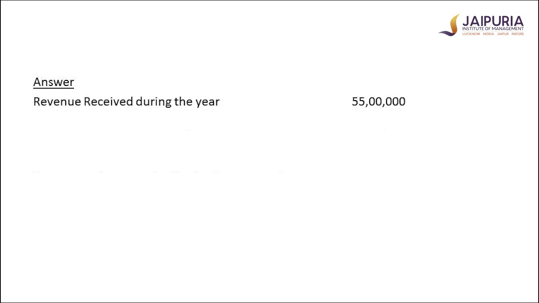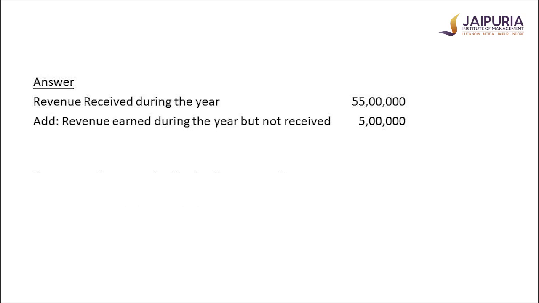Revenue received during the year, the figure is known to you, that is 55 lakh rupees. Further, the revenue earned during the year but not received, that was for the month of March 2018, was 5 lakh rupees. So this needs to be added in the revenue received during the year, as this pertains to this current year only, that is 17-18.